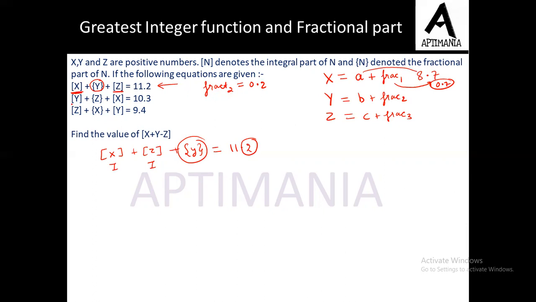Similarly here, this is the greatest integer function which is an integer, again this is also an integer, but we are getting 0.3 as a fraction, so that must be because of the fractional part of z. So the fractional part of z, that is frac 3, must be equal to 0.3. And similarly from this equation we can see that the fractional part of x must be equal to 0.4.